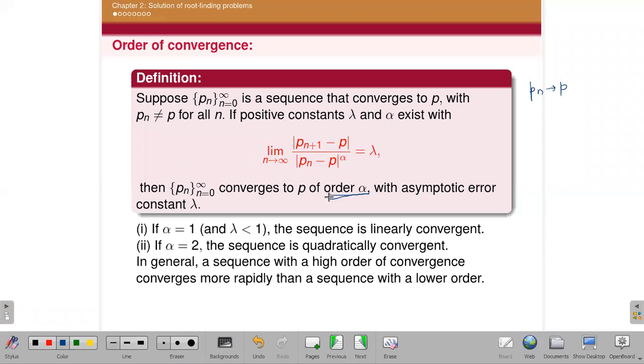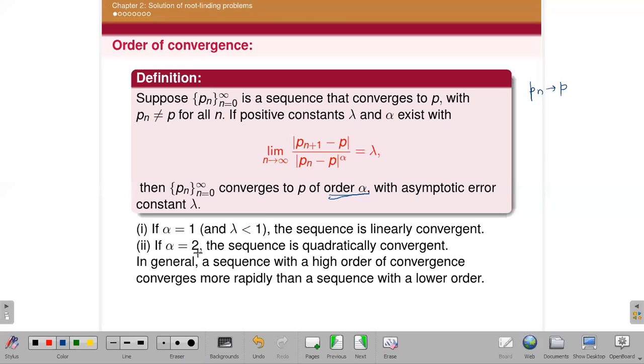So if Pn is converging with order alpha, it means the rate of convergence is alpha. With convergence order alpha, it is approaching the P value, with asymptotic error constant lambda. Now we are taking particular cases. If alpha equals 1, meaning simply the ratio of these two, and lambda is always less than 1, then you will say the sequence is linearly convergent.